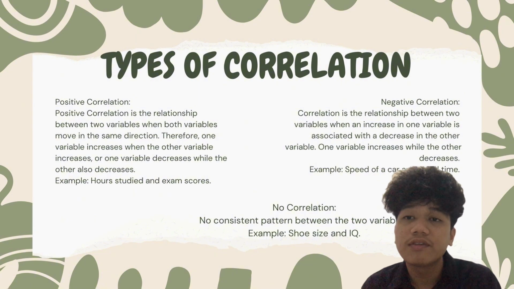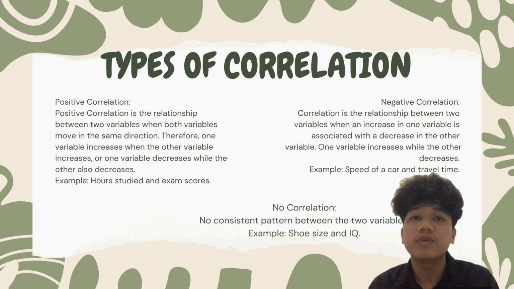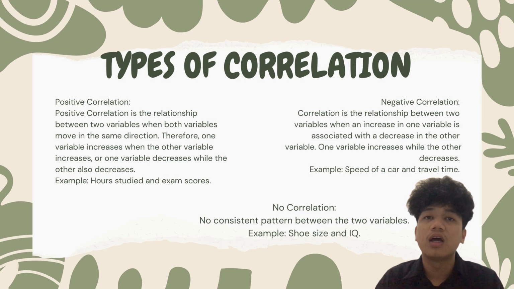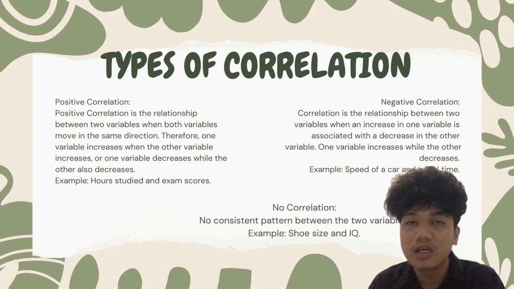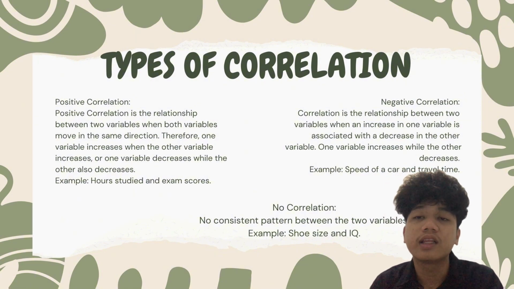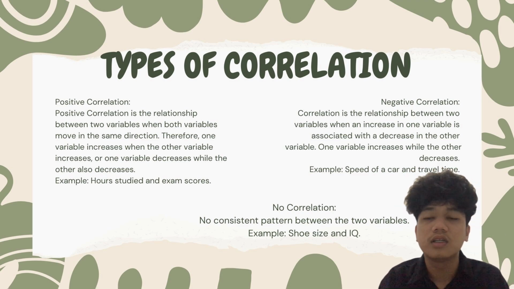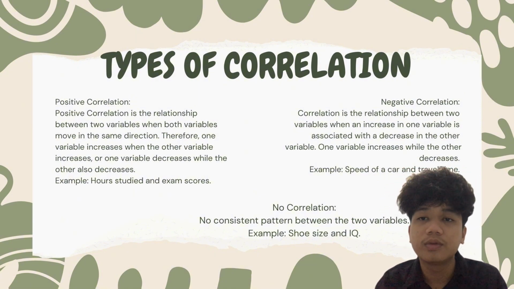Number 2, negative correlation. Negative correlation is the relationship between two variables when an increase in one variable is associated with a decrease in the other variable. One variable increases while the other decreases. Example, speed of a car and travel time. Number 3 is no correlation. No consistent pattern between two variables. Example, shoe size and IQ.